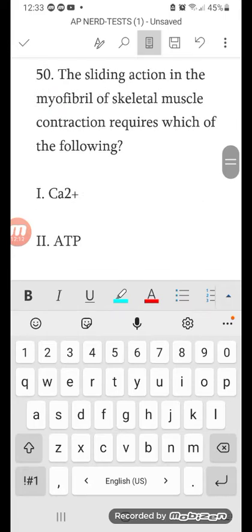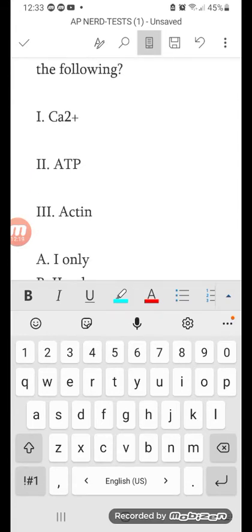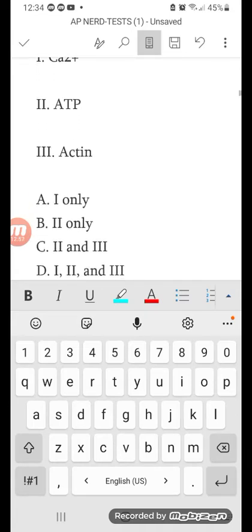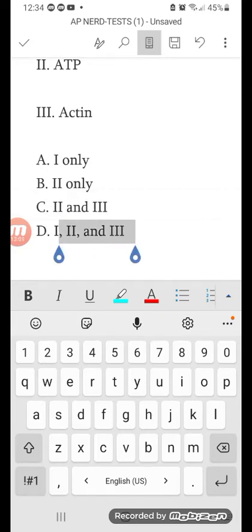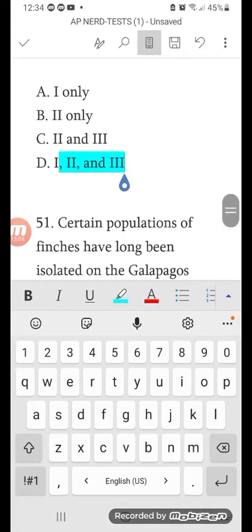Sliding action in the myofibril of skeletal muscle contraction requires which of the following? Calcium ions, yes. ATP, yes. Actin, yes. Actually, they need not only actin, they need actin and myosin and ATP and calcium ions. Calcium ions initiate the whole process of the sliding mechanism. Calcium ions are stored in the sarcoplasmic reticulum, just like the endoplasmic reticulum in normal cells, which is smooth ER and rough ER. Muscle cells have sarcoplasmic reticulum, which is the same thing as ER, and in them calcium ions are stored. They just come out and initiate the whole process. So all the above. D, the answer is D.